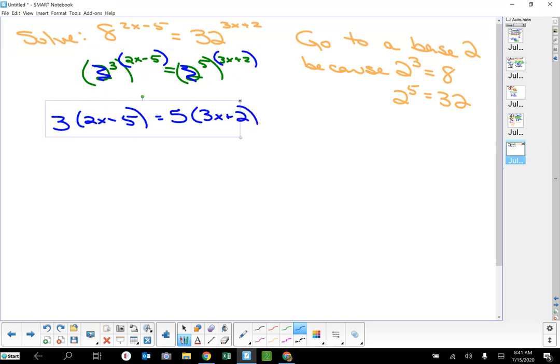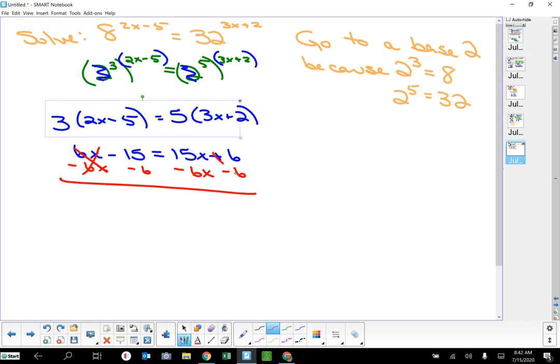And now it becomes a simple linear equation that you're solving. So I have 6x minus 15 equals 15x plus 6. And let's subtract off a 6x, subtract off a 6. These go away, these go away. So this gives me what? 9x is equal to negative 21.